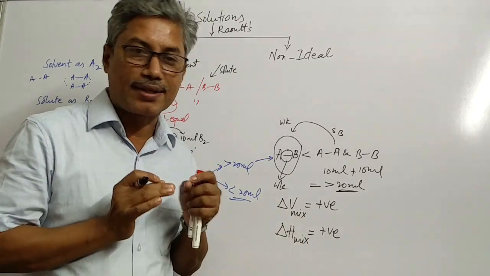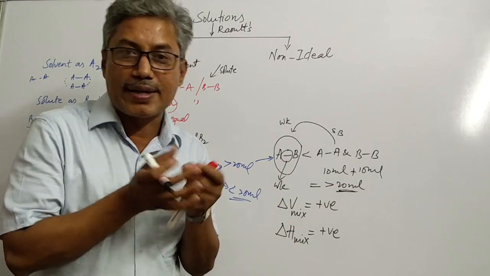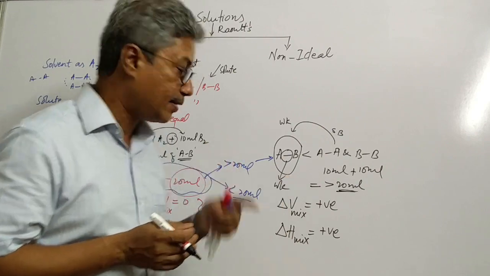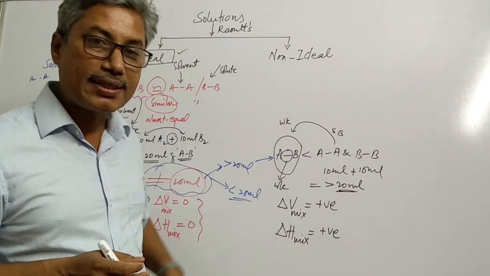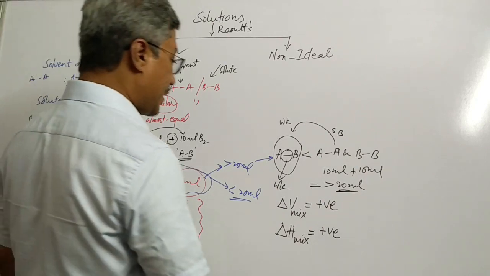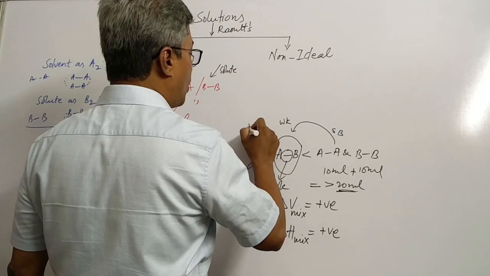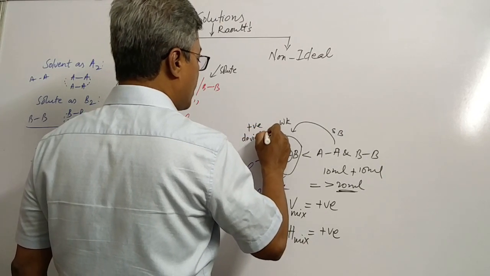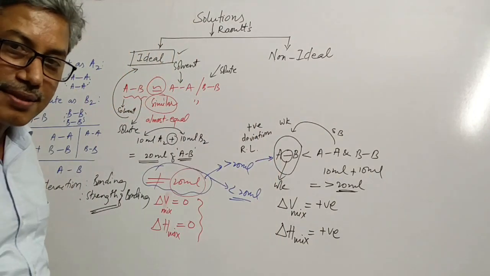Bonding is always exothermic, and these have released more energy. That means their bond strength is very strong. And this is releasing less energy. That means its bond strength is weak. That means delta V mixing is positive and delta H mixing is also positive. It means that this type of solution will show positive deviation from Raoult's law. Clear, students?